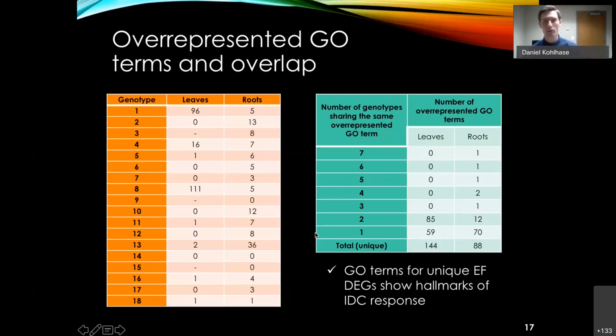So what was really interesting when we started to dive into these GO terms is that when we looked at GO terms that were unique for differentially expressed genes that were associated just with the efficient lines, we were able to pull out these hallmarks of IDC response that I mentioned earlier. So we could find GO terms associated with DNA replication and methylation.